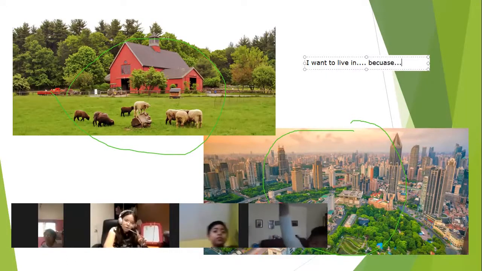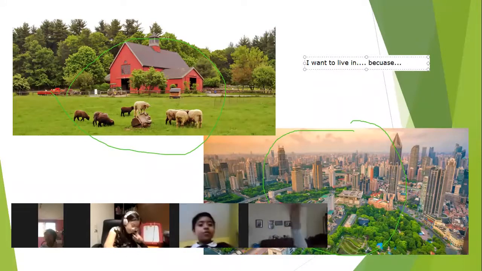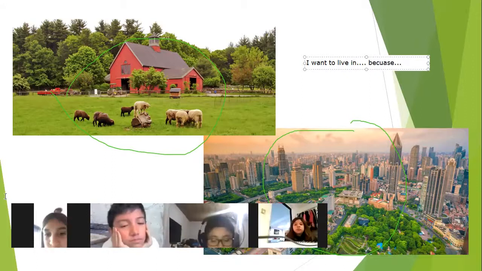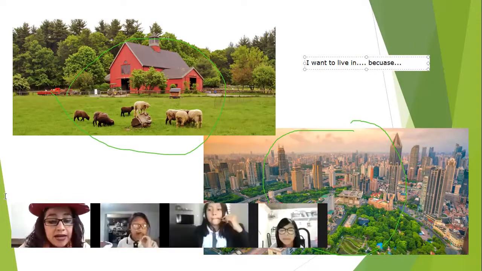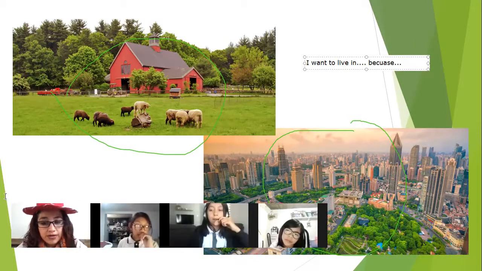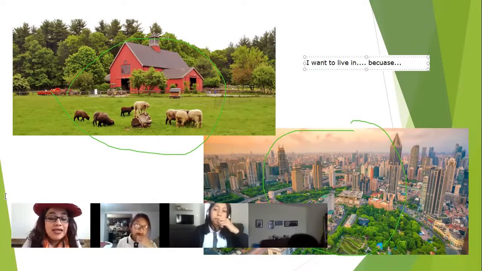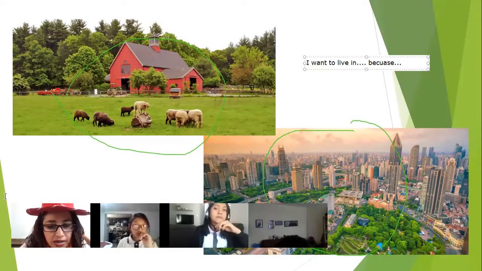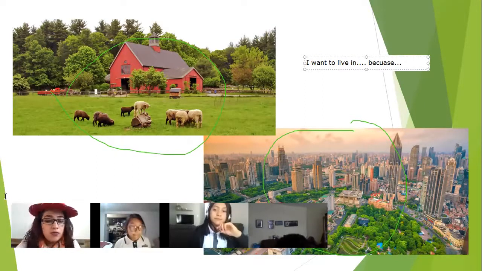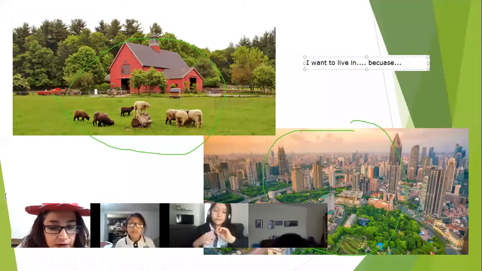Because in the farm, you can do this. Listen, listen to the directions. You have to participate according to the order in which you appear on my screen. So Caro, you have to say your answer.